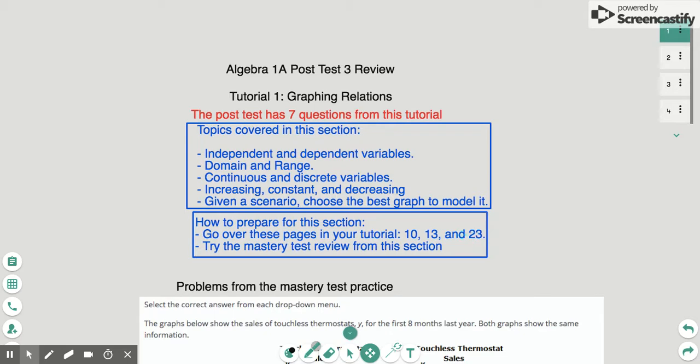And also try the mastery test practice review for this section, since a lot of the problems in the practice are very similar to the mastery test and the post-test. Okay, so let's go over some practice problems.